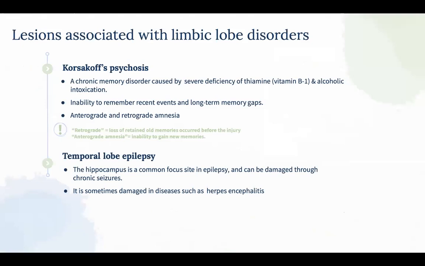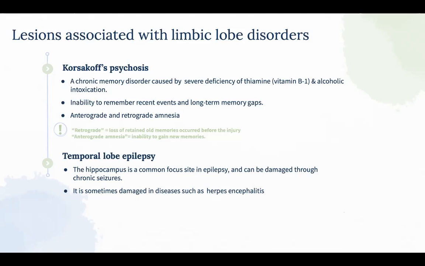Okay. طيب in case of lesions في limbic lobe إيش disorders ممكن تظهر؟ First off, Korsakoff psychosis. It's a chronic memory disorder. يكون يا إما سبب alcoholic intoxication أو severe deficiency of vitamin B1 or thiamine. راح يكون عندهم مشكلة to remember recent events. وعندهم long-term memory gaps, and they start filling these gaps with fragments or things that didn't happen. And they also have anterograde and retrograde amnesia. So retrograde الذكريات القديمة حقتهم اللي قبل الانجري مو موجودة. والanterograde they cannot form new memories after the injury.